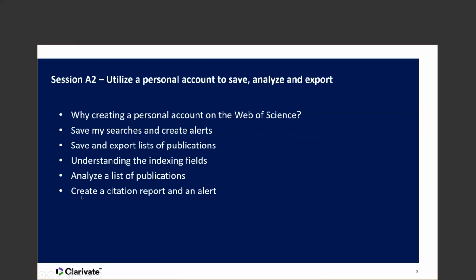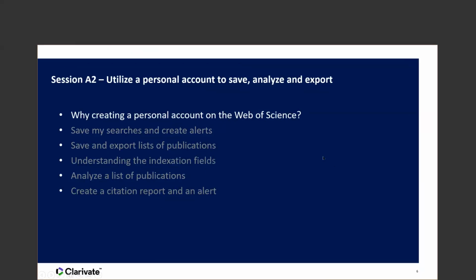And at the end, we will come back to some of the options that we have available when we have an account: create a citation report, and above all, create an alert. Citation alert. This is also an option that you can link to your personal account.